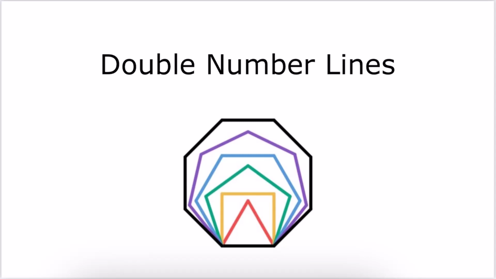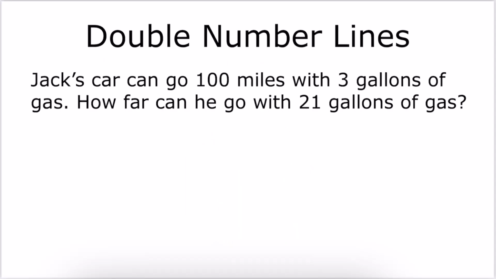Hi everybody. In this video, we're going to talk about how you can help your students solve proportional word problems using double number lines. So let's say, for example, that Jack's car can go 100 miles with 3 gallons of gas. And the question we want to answer is how far can he go with 21 gallons of gas? So we're going to use a double number line to help us visualize this.